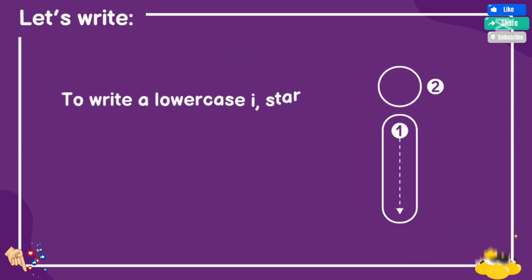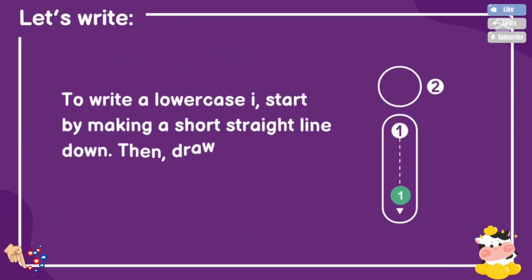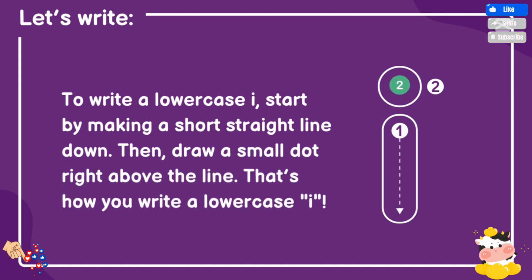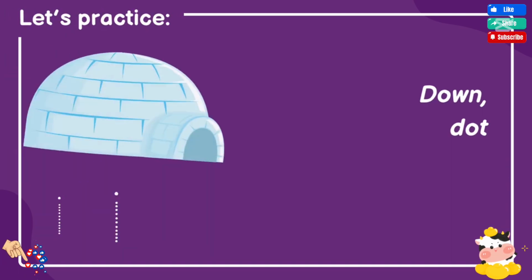To write a lowercase i, start by making a short straight line down. Then, draw a small dot right above the line. That's how you write a lowercase i.